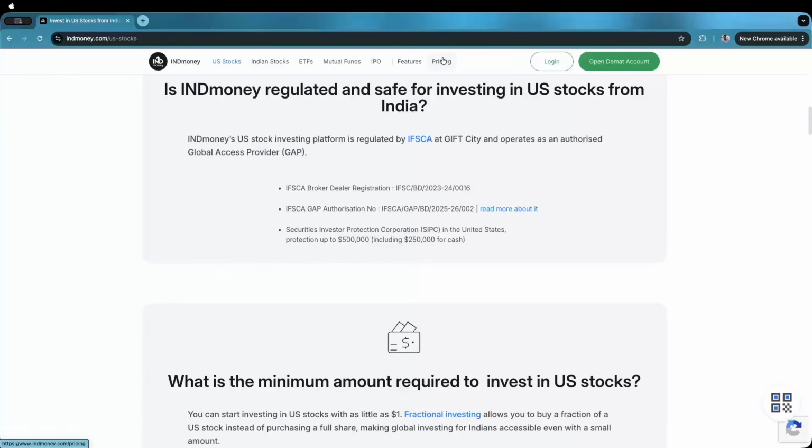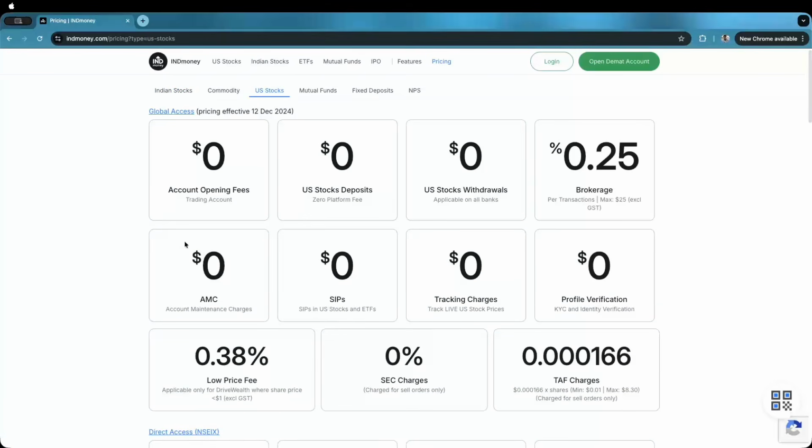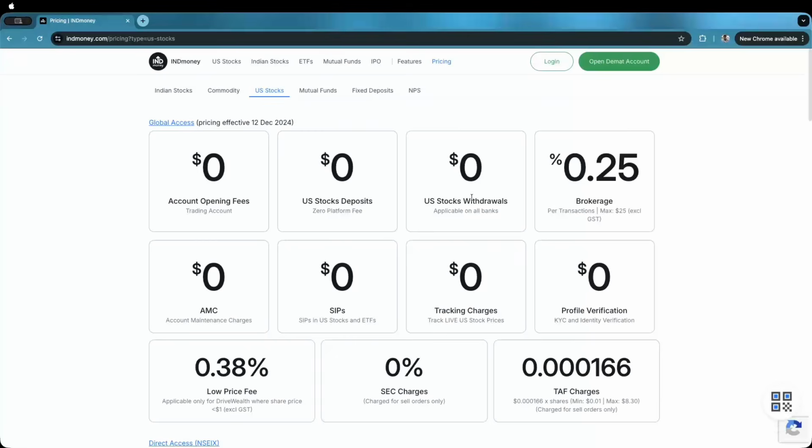This is one of the easiest options, and pricing-wise, US stock investing is also very cheap. There is no account opening fee. The only two important factors that will impact your cost are the brokerage fee, which is 0.25% per trade, and the forex markup, which is typically charged by your bank at around 0.5 to 1.2%. The best thing about this app is that they do not have any withdrawal fee. For example, if you have transferred some amount from your Indian account to your US account and have to withdraw it back to your Indian account, you don't have to pay anything.